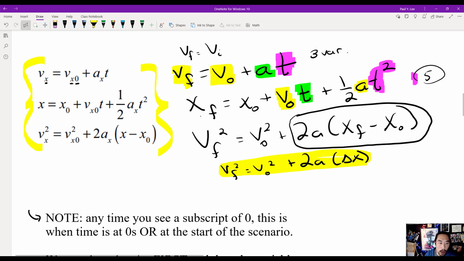Cool. So we have our 3 kinematic formulas there that we'll be using for the rest of the very first unit.